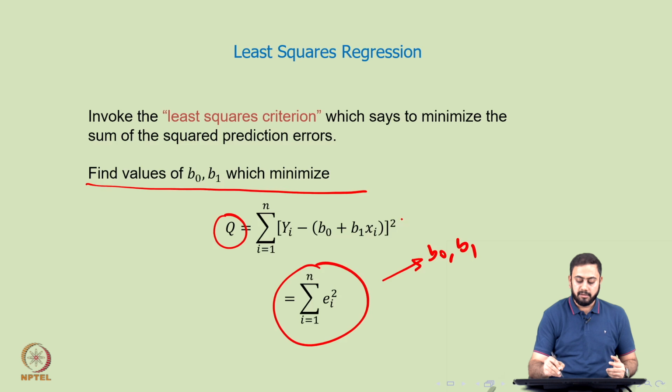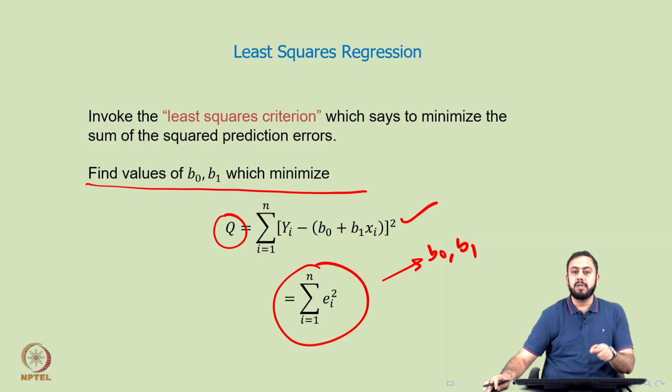So this is the function you want to minimize, which is capital Q. You differentiate this in terms of b0 and b1 because you want to find out the values of the estimates b0, b1. Then you get hold of two such equations. You set both those equations equal to 0 and then solve for b0 and b1 simultaneously.